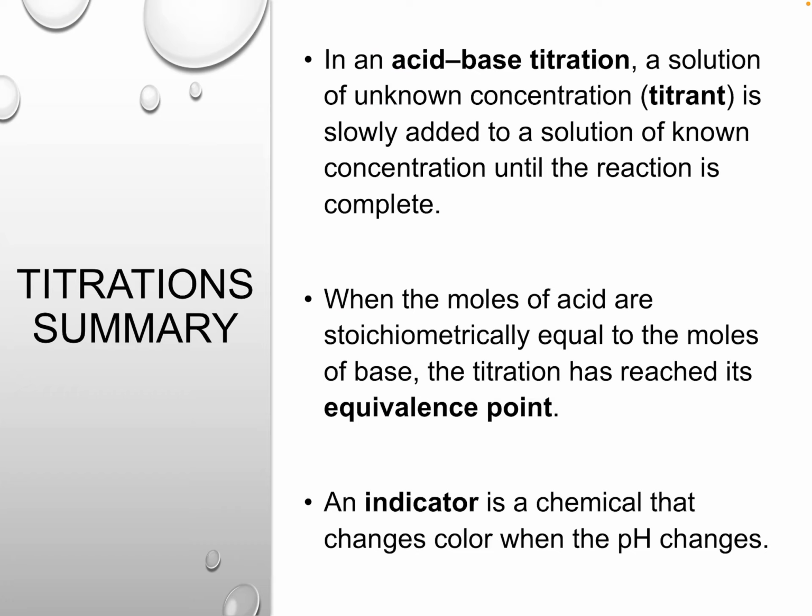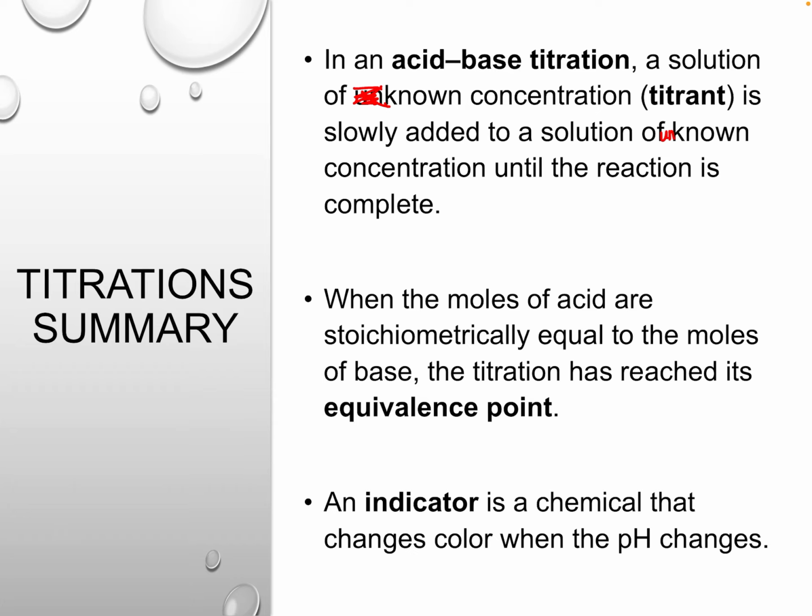So to sum up, in an acid-base titration, we normally have one unknown concentration. This should say our known concentration, our titrant, is slowly added to a solution of unknown concentration until your reaction is complete. Okay, you know the concentration of the stuff in the burette, you don't know the concentration of the stuff in your Erlenmeyer flask.